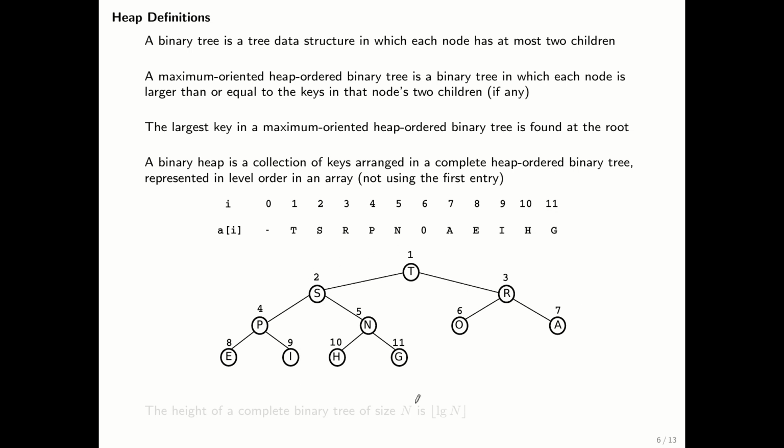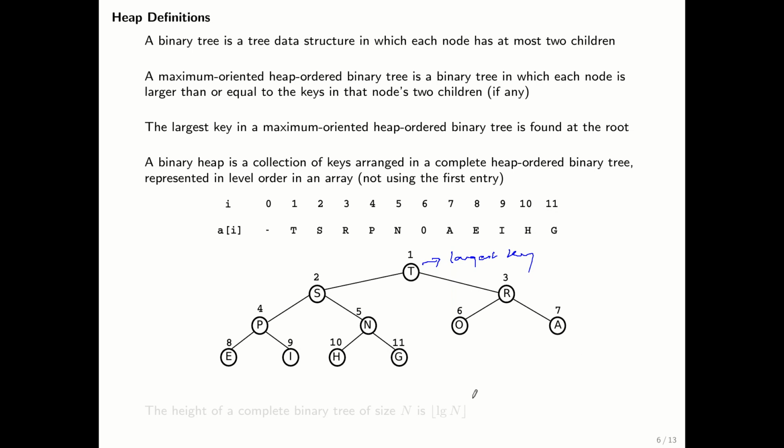So you have this binary tree, which is a heap ordered binary tree. Notice that every key is greater than or equal to its 2 children. All right. So T is greater than S. It is also greater than R. R is greater than O. R is also greater than A. S is greater than P, S is greater than N, P is greater than E, P is greater than I, N is greater than H, N is greater than G. So this is a maximum oriented heap ordered binary tree. The largest key is at the root, so that's the largest key.